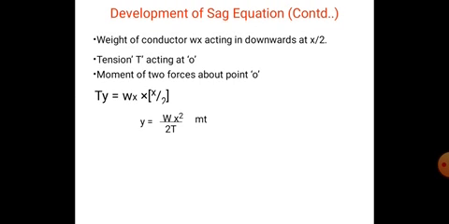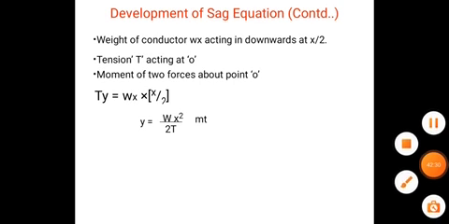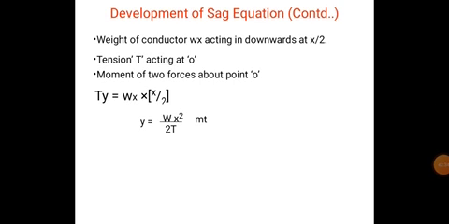So from this we get the value y is equal to Wx square by 2T meters. At point P, the length of the conductor x is equal to L by 2 and y is equal to s. Substitute these values in y is equal to Wx square by 2T.